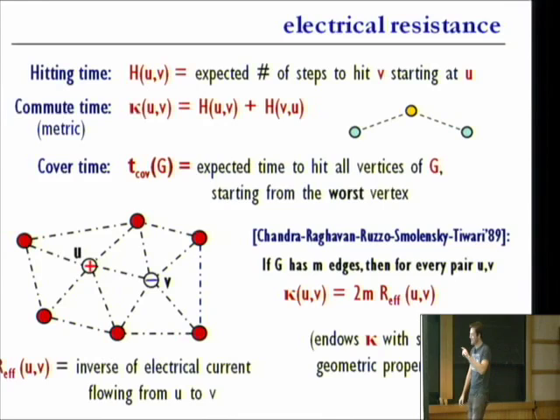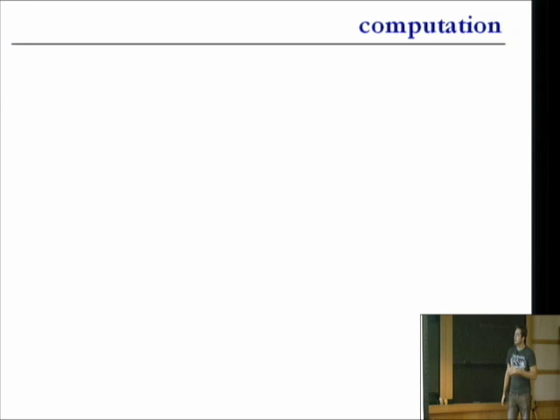But the point is that now you have all these laws, Kirchhoff's and Ohm's law and so forth, from electrical network theory that tell you things about these distances. And now you can use them to prove things about the geometry of this metric, and that's going to be central later on. Okay, so let me say a bit about the computation of these various values.